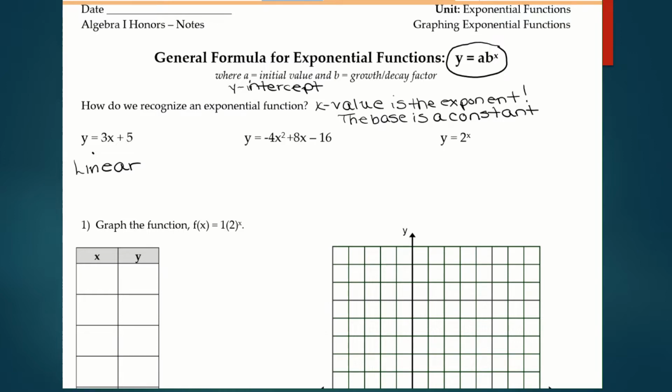Y equals negative 4x squared plus 8x minus 16. This is standard form for a quadratic. Look at this x squared right here. That exponent of 2 tells us this is a quadratic, because 2 is the largest exponent we see. And finally, y equals 2 to the x power. When we have an exponent that is a variable, when it's an x, we know that this is going to be an exponential function. And notice how the base, that 2, is a constant.